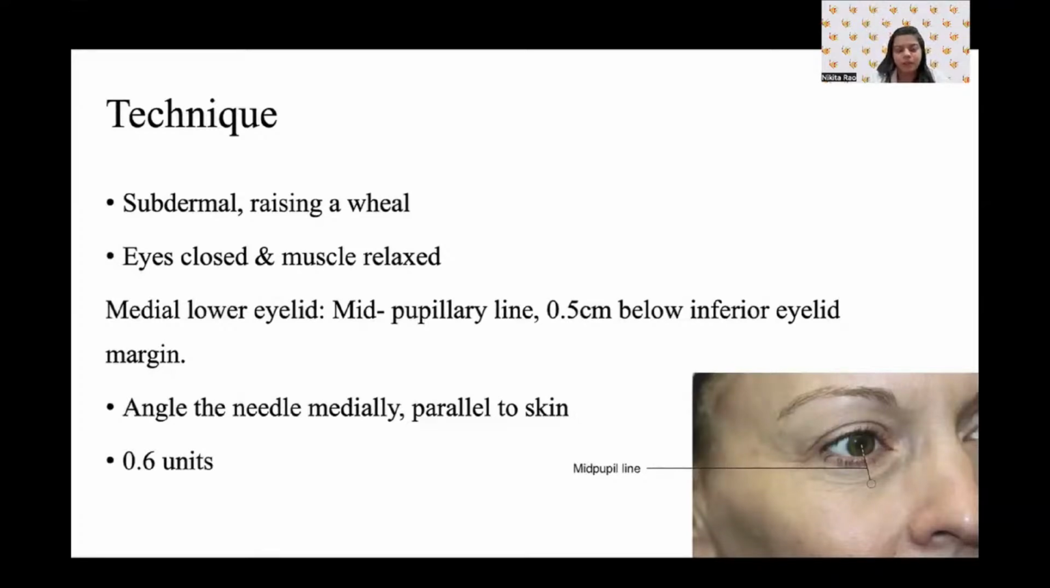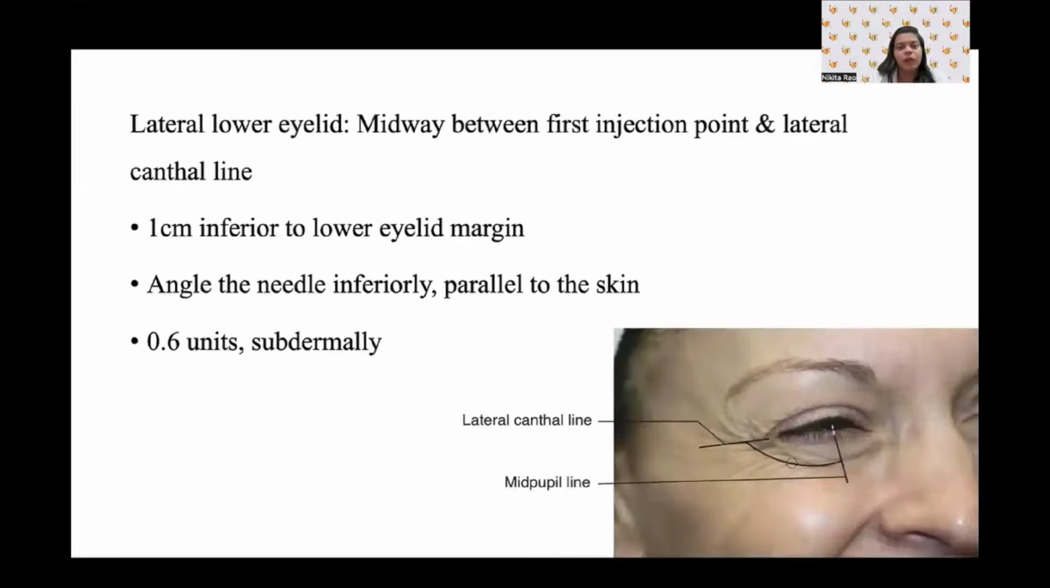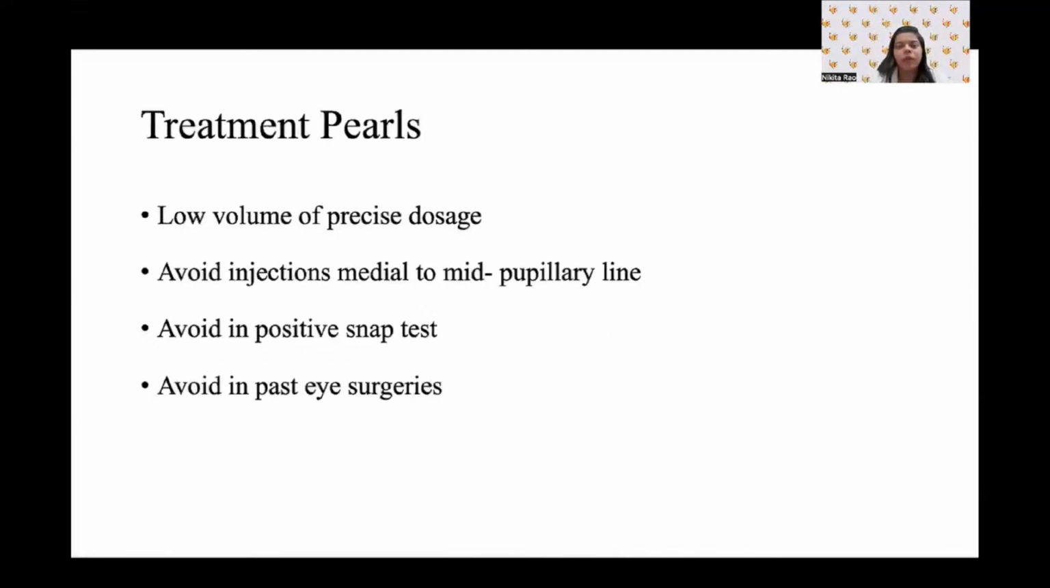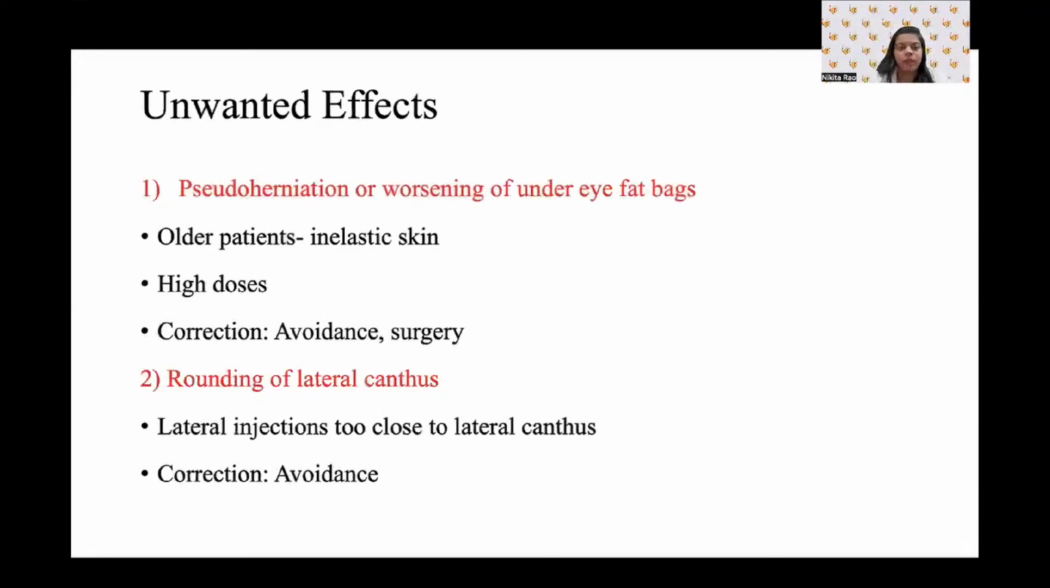0.6 units are given. Coming to the lateral lower eyelid lines, it is midway between the first injection point and the lateral canthal line, 1 centimeter inferior to the lower eyelid margin. Again, the angle of the needle should be inferior and parallel to the skin. 0.6 units are given subdermally. Points to be remembered: always give low volume with precise dosage. Avoid injections medial to the mid-pupillary line. Avoid if the patient has a positive snap test, and avoid if the patient has had past eye surgeries.